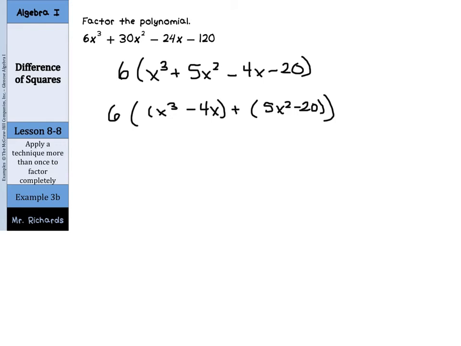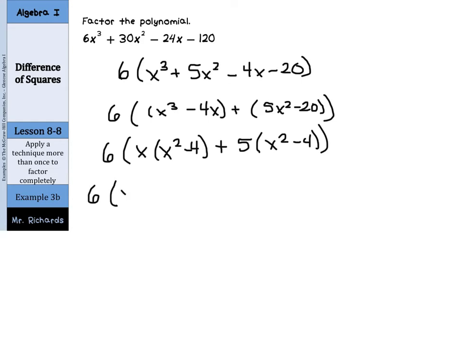Now we can say, all right, this is going to be 6 times, let's take out an x here from the x cubed minus 4x. This would be x times x squared minus 4, plus, let's factor out a 5 times, again, x squared minus 4. Now, if I regroup this, I'd have 6 times x plus 5 times x squared minus 4.